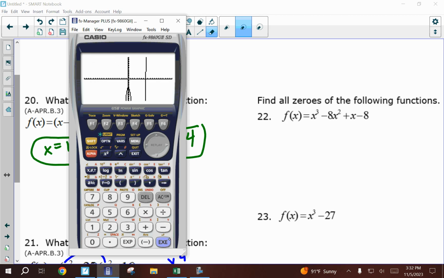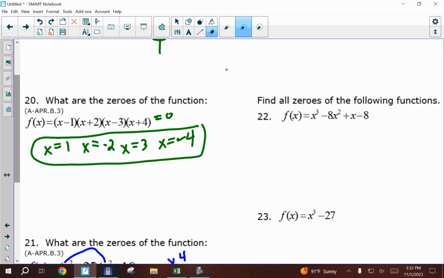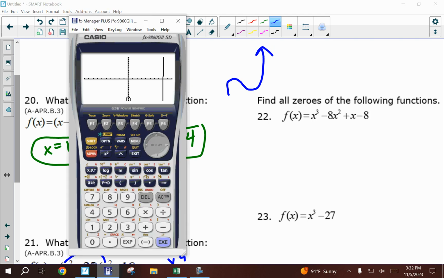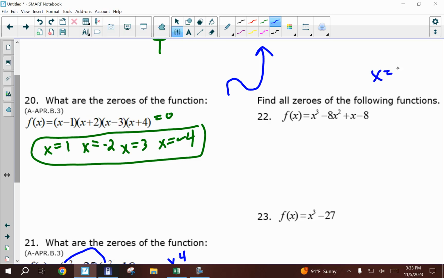Now let me go ahead and change the viewing window. So my viewing window gives me a graph that looks kind of like this. It goes down, oh, get out of the eraser. It goes like this, and then it comes back up. And it looks like it only touches the x-axis one time. But I can use the gsolve to go find a root. So that right there tells us that one of the answers is x equals 8.